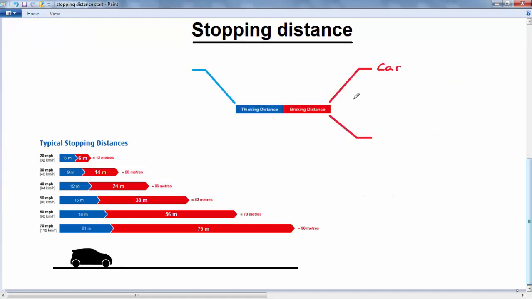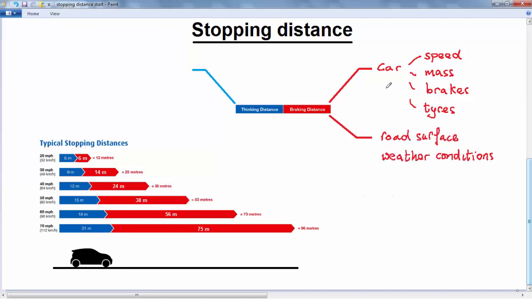The braking distance depends upon physical factors related to the car itself, such as the speed that it's travelling at, its mass, the quality of its brakes, and the condition of its tyres, for example. We'll look at all of these in a minute. But there are other physical factors apart from the car, such as the quality of the road surface, and the weather conditions. These affect the braking distance, whereas the thinking distance really is dependent upon the driver.